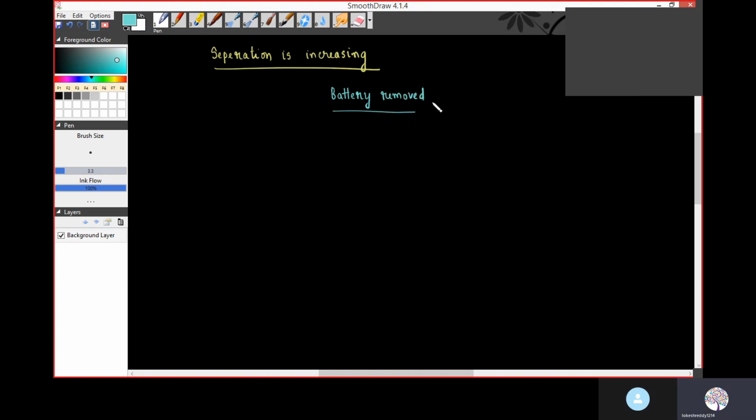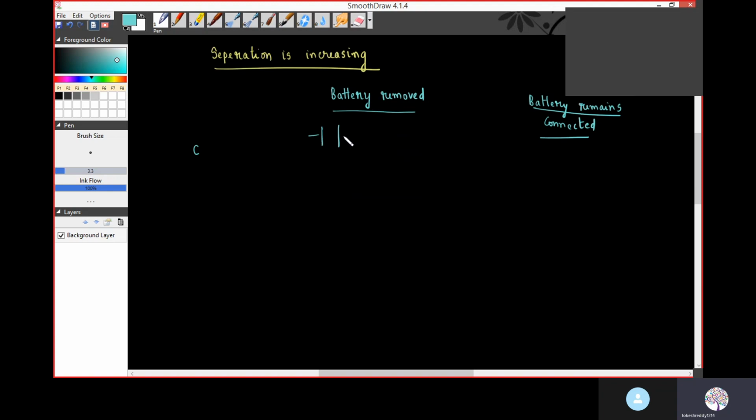And the battery remains connected. Let's see what is going to happen. Now, what happens to the capacity?